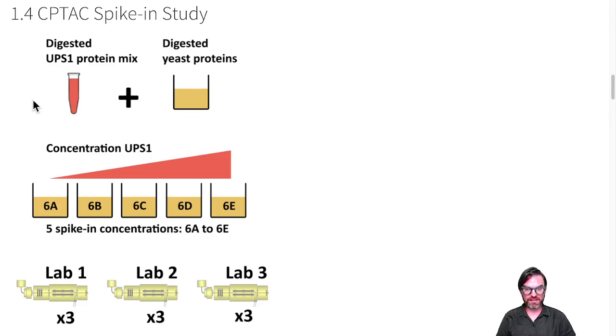They also digested them, and they added them at 5 different concentrations, ranging from A to E, from low to high. From each of these mixes, they then took 3 replicates and sent them to a lab. And they did that 3 times. So every lab has 3 technical replicates for each concentration. So we have 45 different samples in total.